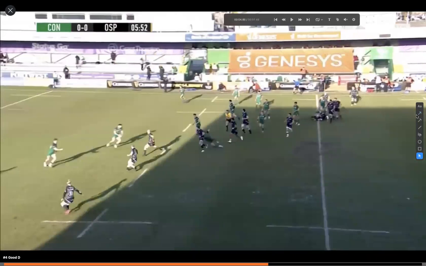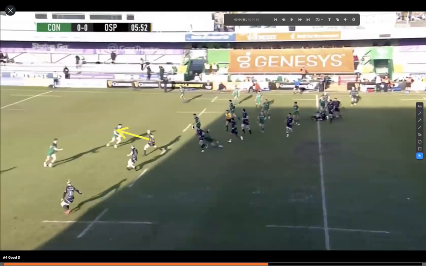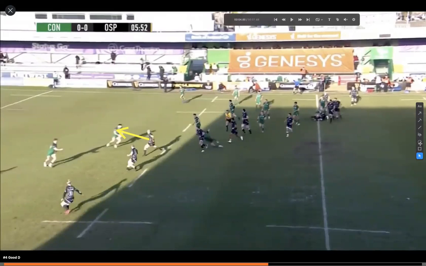So this guy here, he attacks this guy's outside shoulder, which turns him back inside. And why would we look to do that on a hammer call? Hammer is good line speed. So the man inside him will take him. Yeah, because remember, we're going to have a good few defenders tied to the ruck.